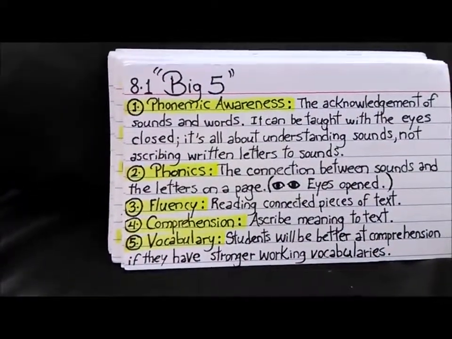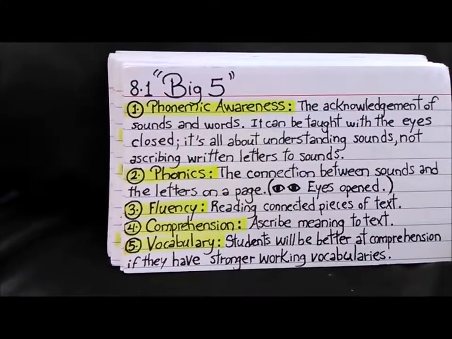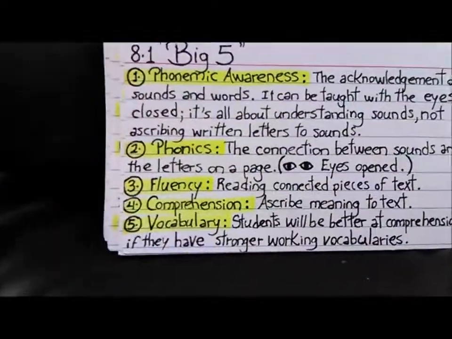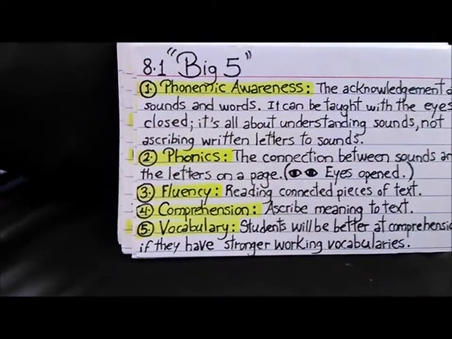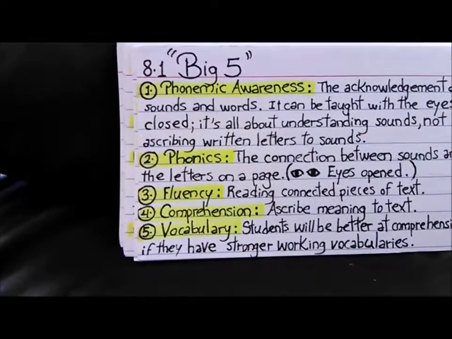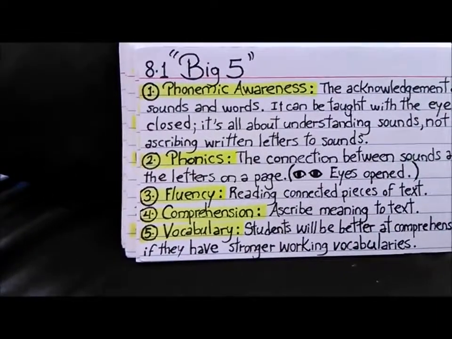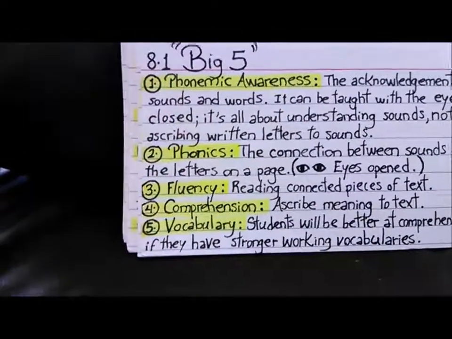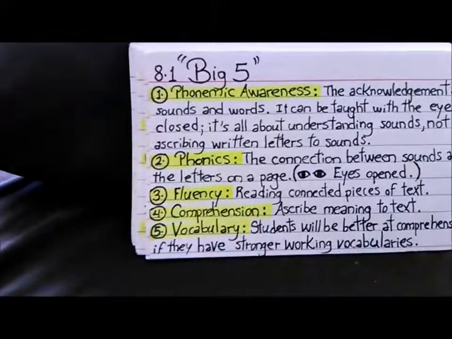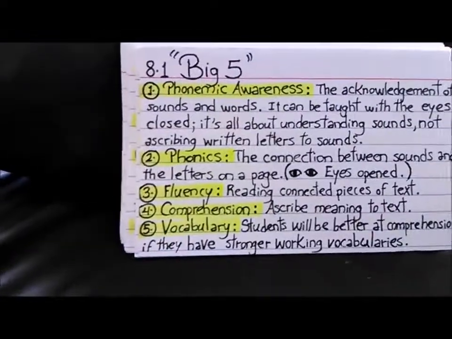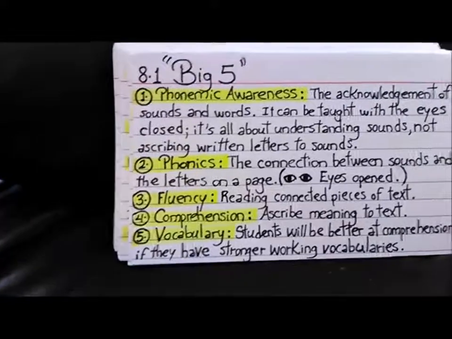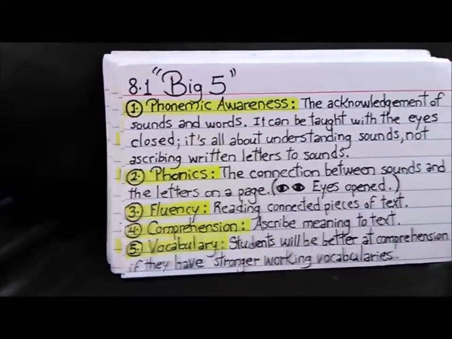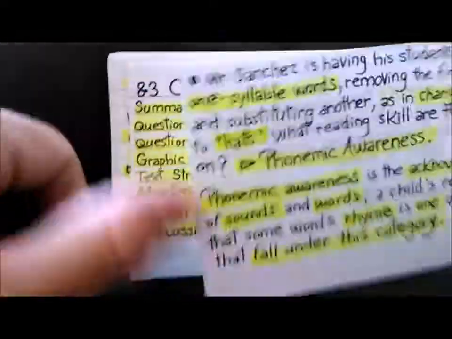Phonics, the connection between sounds and the letters on a page. So for this, you need to have your eyes opened because you're going to see. Fluency, reading connected pieces of text. That's how you become a fluent reader. Comprehension, ascribe meaning to text, and vocabulary. Students will be better at comprehension if they have stronger working vocabularies.